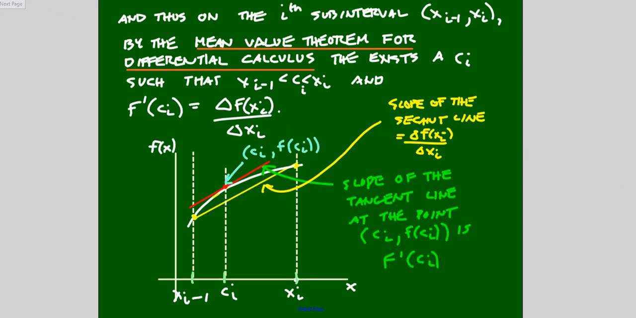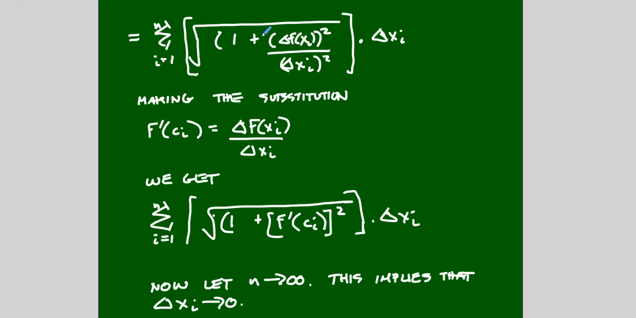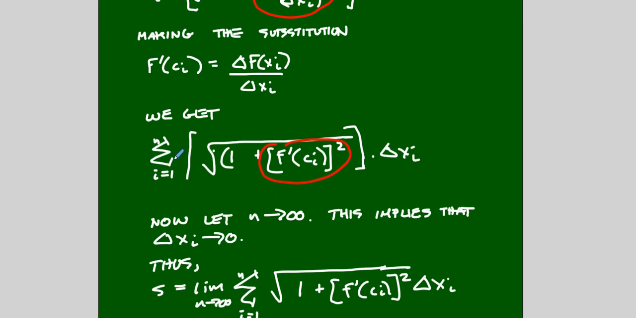Okay, moving on. So again, here's our result. We'll just keep copying it so we remember it. So now I make the substitution because we've shown that by the mean value theorem, there's got to be a point c sub I where the derivative at that point, f prime of c sub I, equals the average rate of change on that interval. So from here to here, I replace this with this. So we get the sum from I equals 1 to n of the square root of quantity 1 plus f prime of c sub I squared times delta x sub I.